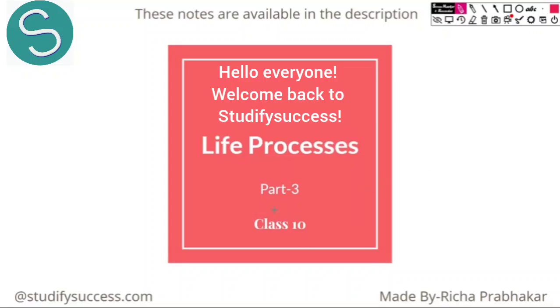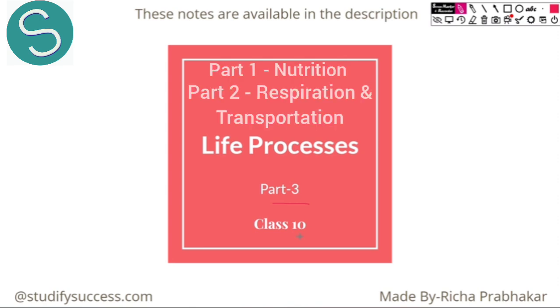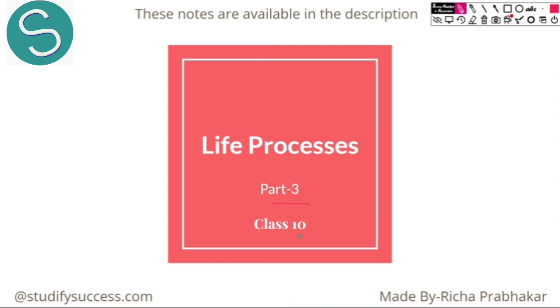We are back with the third part of the life processes chapter, from class 10th biology, and we have already covered two parts of this chapter. In the first part we did nutrition, in the second part we did respiration and transportation in animals, in which we covered the whole circulatory system in human beings as well. Now we are back with the third part, in which we have transportation in plants and excretion in both plants and animals. So this will be the last part for life processes.